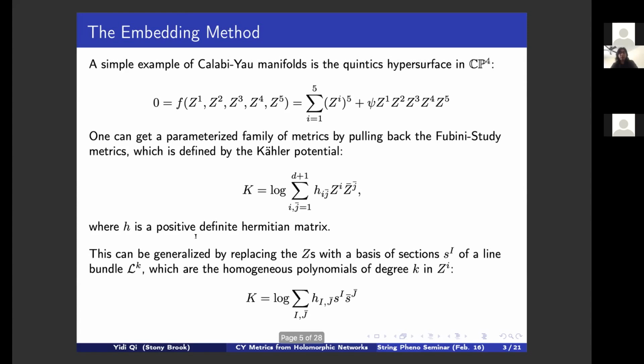To generalize this, we can replace the coordinate z with a basis of sections of a line bundle. This is basically just the homogeneous polynomials of degree k. In this way, we can have a much larger parameter space when we increase k, so that we can have a larger H matrix.